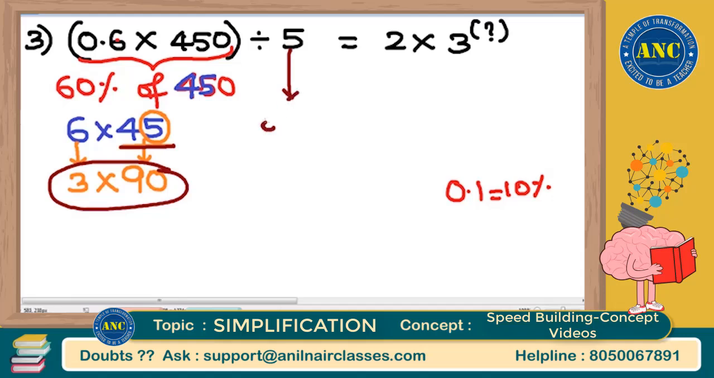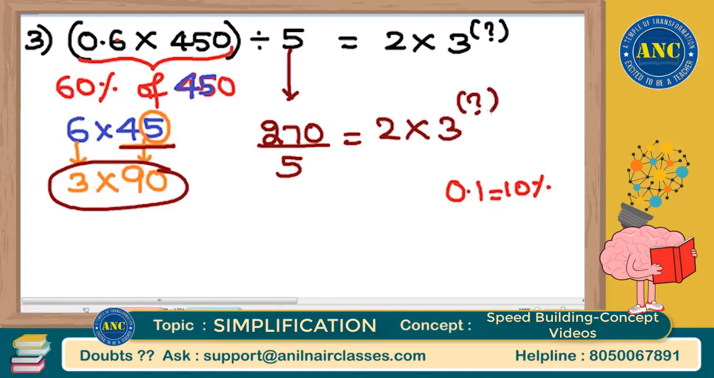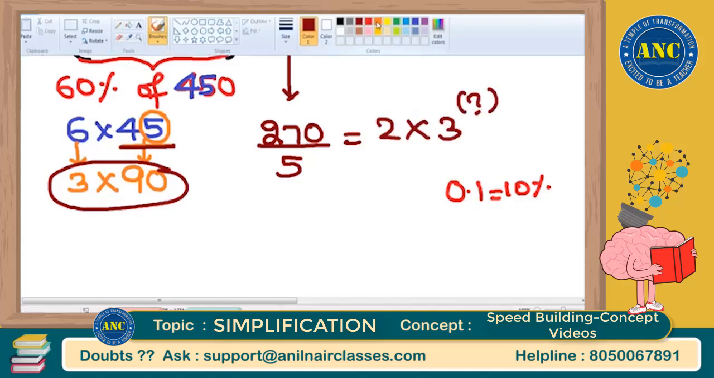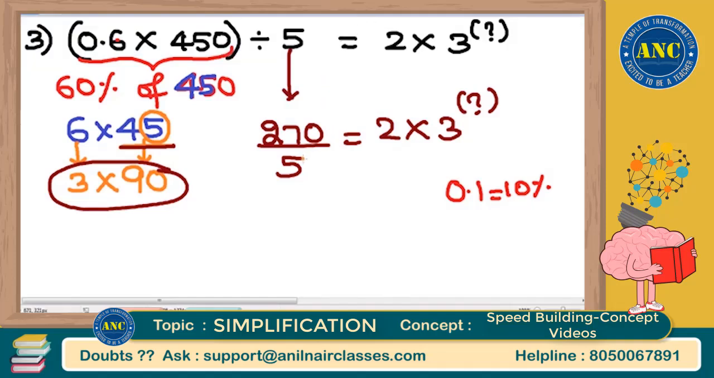270 is divided by 5, right? Right hand side I have 2 into 3 power question mark. This is again where your smartness will lie. Can I again say that I don't want any number to divide by 5. I will want that number to be divided by 10, because dividing by 10 is nothing but after one place keep a decimal point from right hand side.